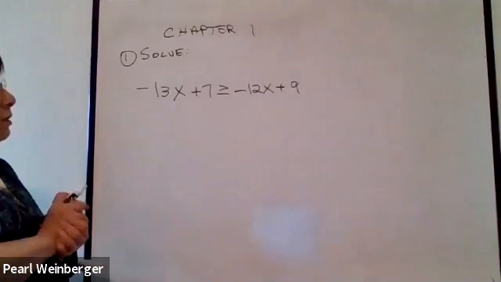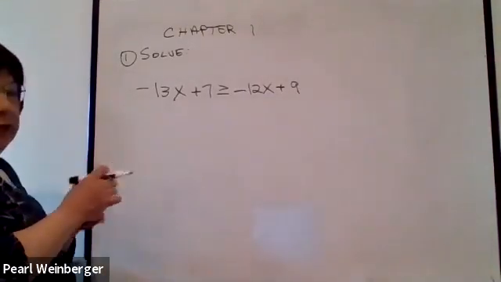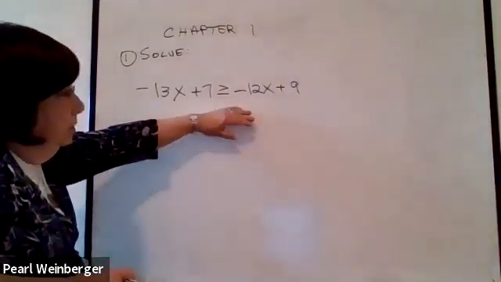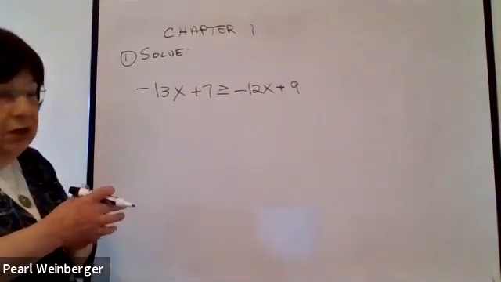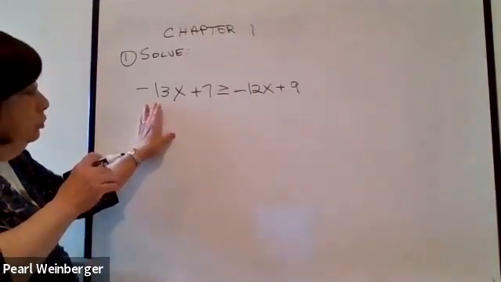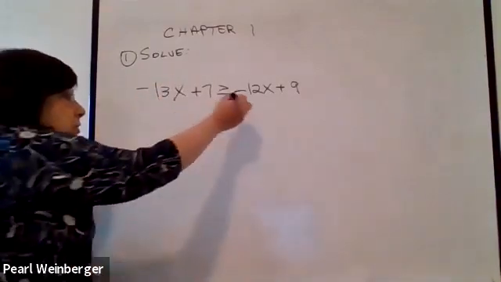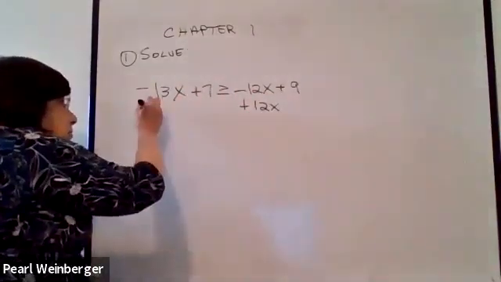Okay, I know I'm probably rushing you, but I would like to finish this up. When we have an inequality, we solve it just like we solved a regular equation, except we always make sure to have the x's on the left side. So I'm going to bring this negative 12x, I'm going to add 12x to both sides.